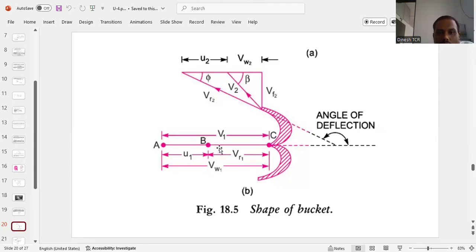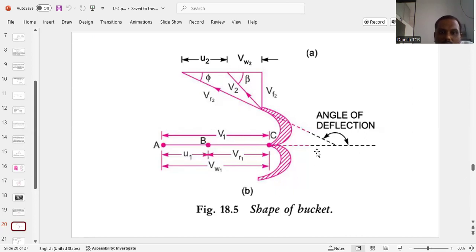So the speed at which the Pelton wheel moves, whereas the velocity with which the water strikes. So the difference between that V1 and U1, right? The absolute velocity and the tangential velocity or blade velocity, which is how the Pelton wheel moves. This difference we are calling a relative velocity.